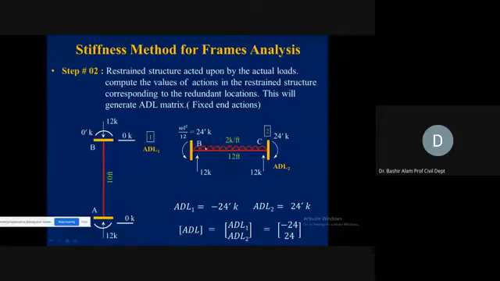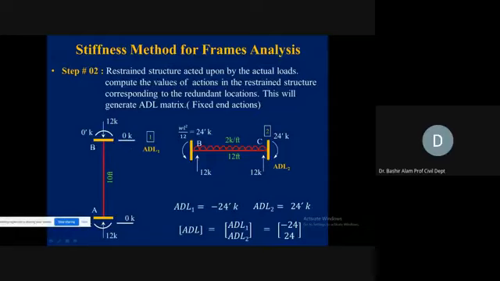Now at BC, if we are finding the member end actions, WL squared divided by 12, that is from the fixed end actions formula, and it is coming 24 kip feet. Similarly at C also, WL squared divided by 12, so it is again 24 kip feet. The vertical reaction which we will need for the member end actions is WL divided by 2. So WL is 24, times 12 divided by 2, 12 kip and 12 kip.